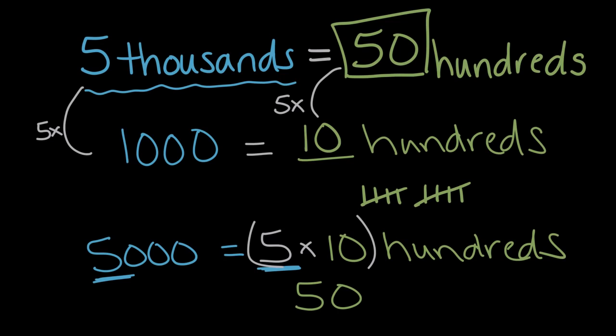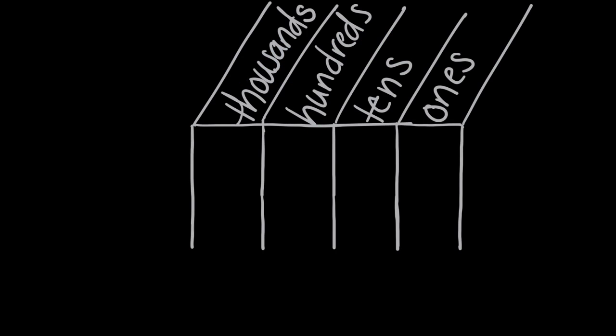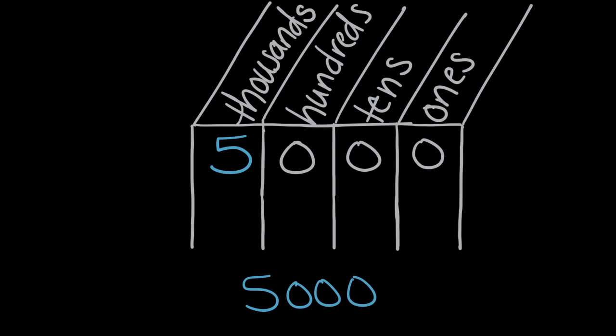Another way we could think about this is place value. So let's look at a place value chart. Here we have a place value chart, and if we fill in 5 under thousands, we can see that we have 3 empty spaces. We have no hundreds, no tens, and no ones, so we need to fill those in with zeros, or 5,000. Writing the word thousands essentially replaced those 3 zeros. 5 thousands is the same as 5 with 3 zeros behind it.